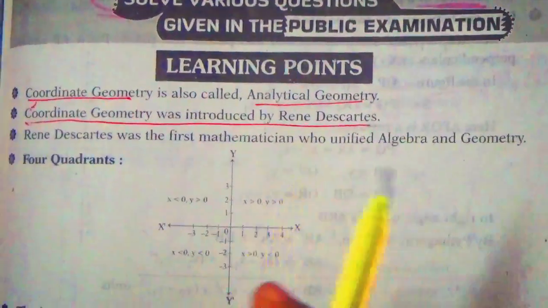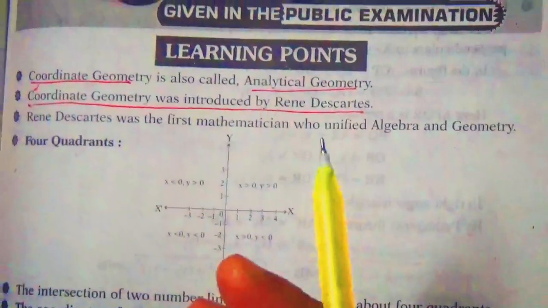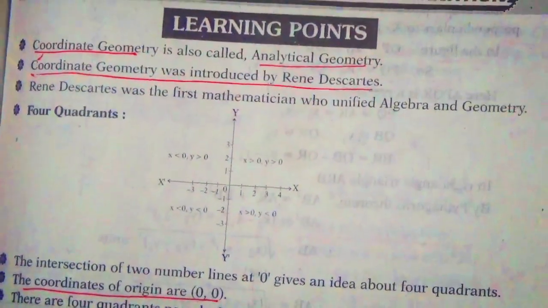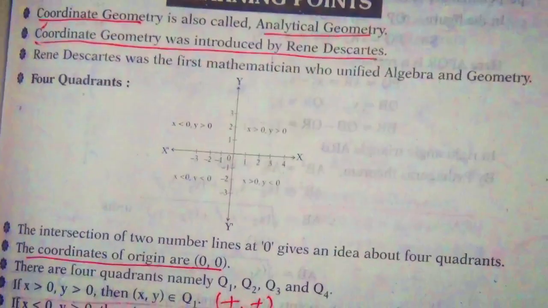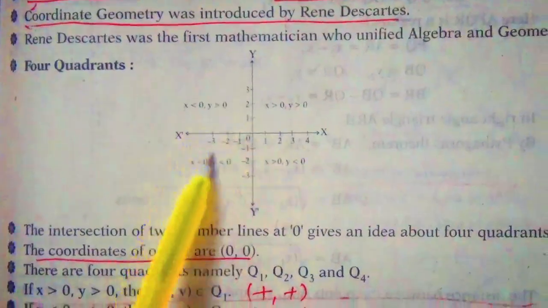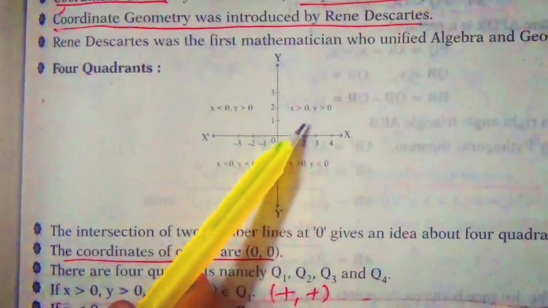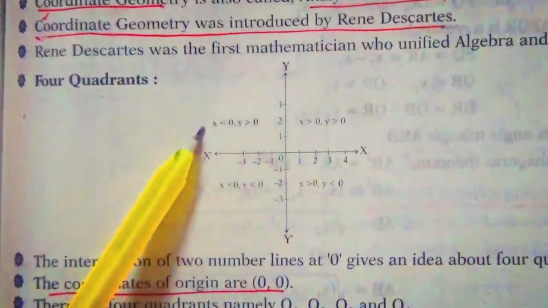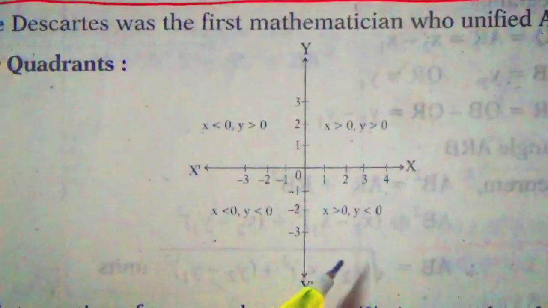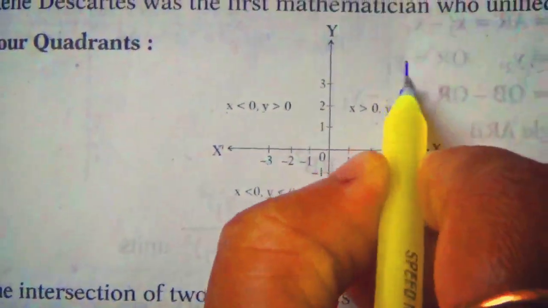You just remember this name. René Descartes introduced coordinate geometry. He is the first mathematician who explained and made the bond between algebra and geometry. Here is the diagram which explains the x-axis and y-axis. It makes the 4 quadrants. Look here, this is the first quadrant, the second quadrant, the third quadrant, and the fourth quadrant.